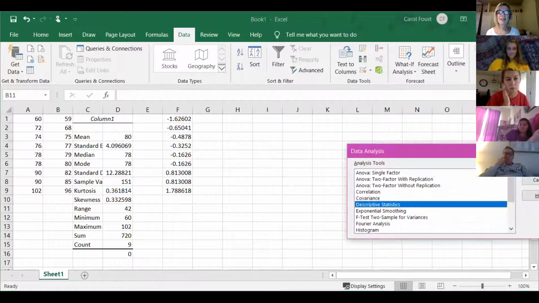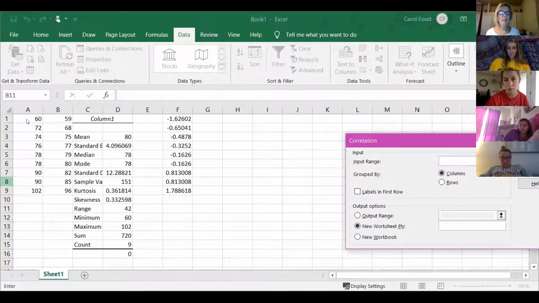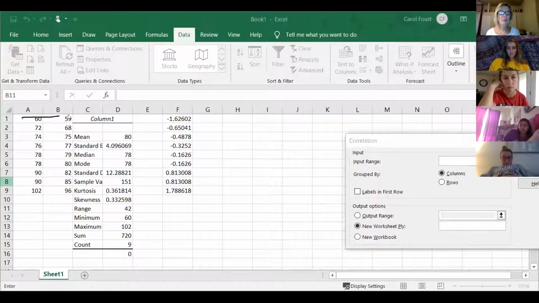So I'm going to go to data analysis. I'm going to go to correlation. I'm going to put in my two arrays of data. Whoops, I'm still in my draw function. Got to get out of that.